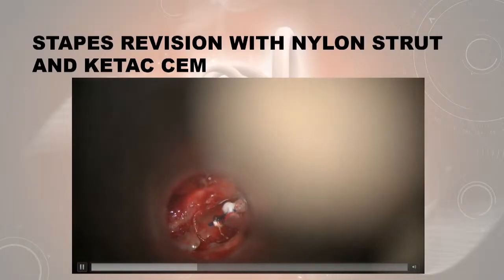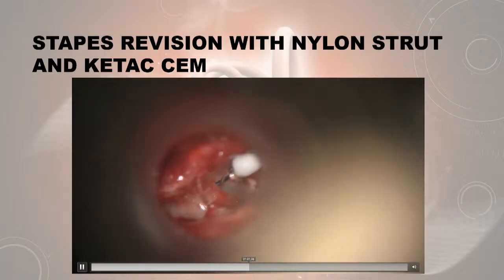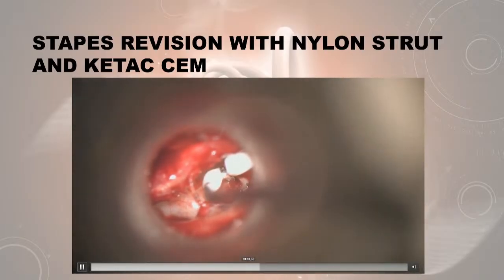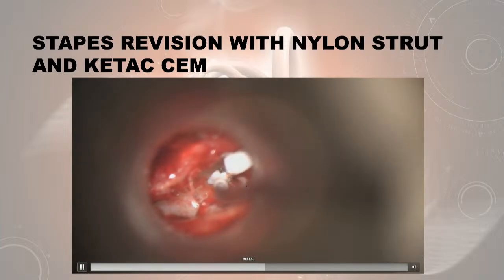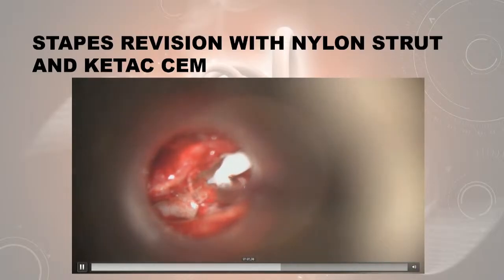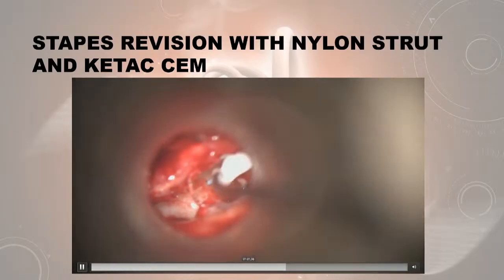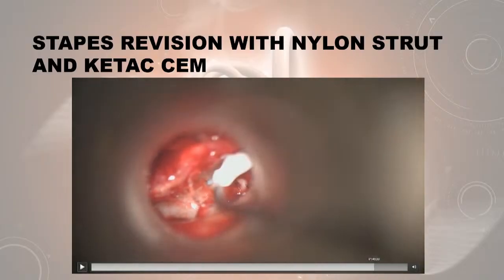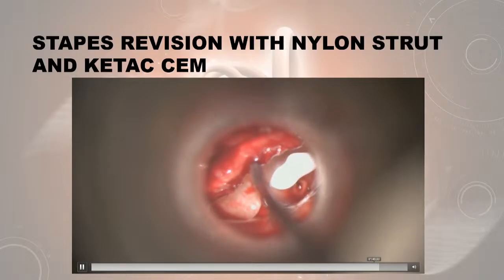Then I moved the piston slightly up. Sorry, for the sake of time, I'm going to move a little bit forward. So we move the piston a little bit closer now to the incus head, the incus long process. And then you just complete it like that. So this patient wakes up totally vertigo free. There's very little risk. They can fly very soon after this. There's none of that usual stapes problems. And so this is how we do a lot of our revision stapes nowadays, and you can see a nice intact ossicular chain.